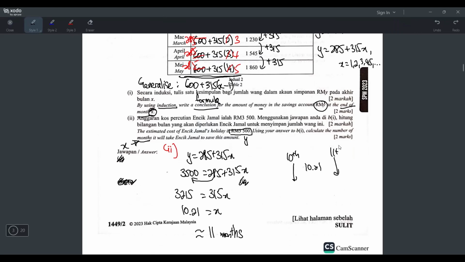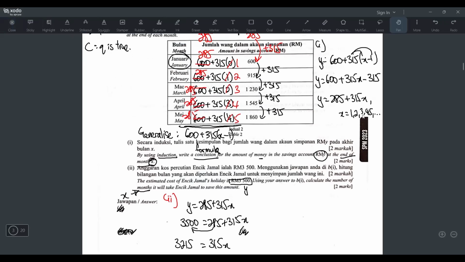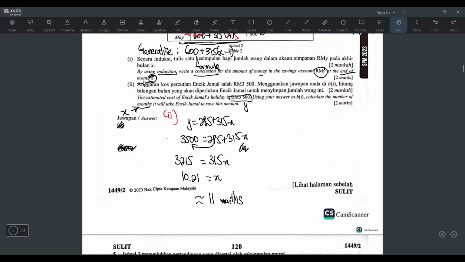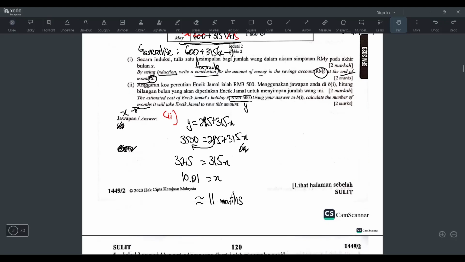But at 11 months, that's when your savings reach enough to go on the holiday. That's when your savings exceed 3,500. Understand? Okay. And also one more thing I want to mention: if you look at your X values, they are all integers, 1, 2, 3, 4, 5. There's no 1.5 or 1.2. It means that the number of months has to be an integer. That is why you cannot write 10.21 as your final answer. You have to make it an integer. Okay, and we take 11, right?